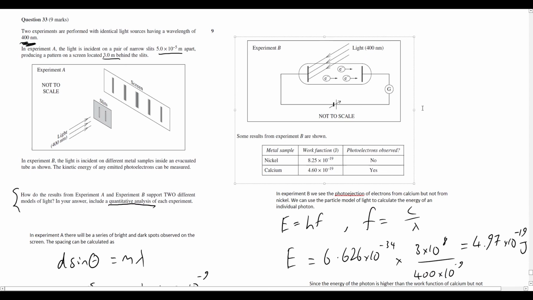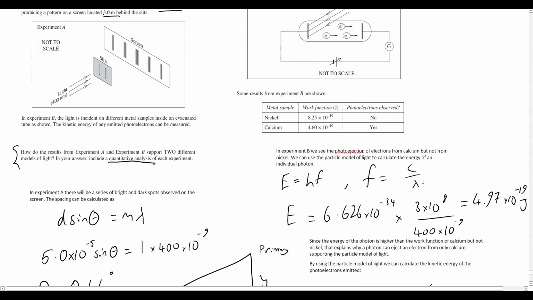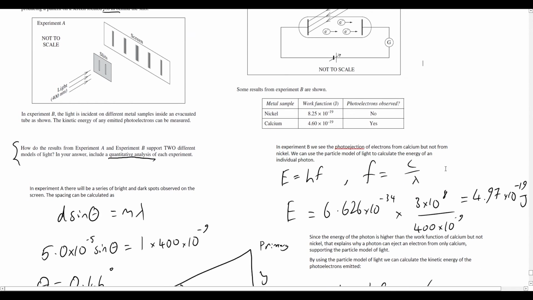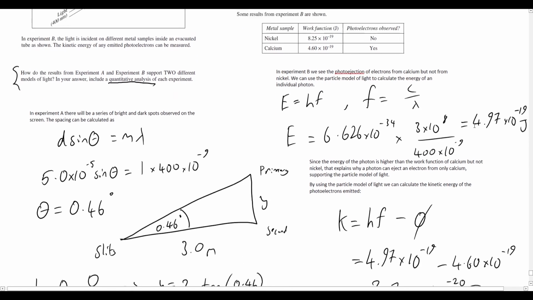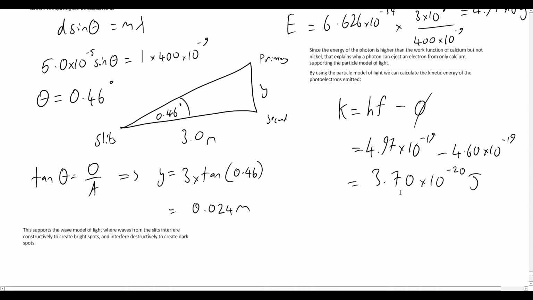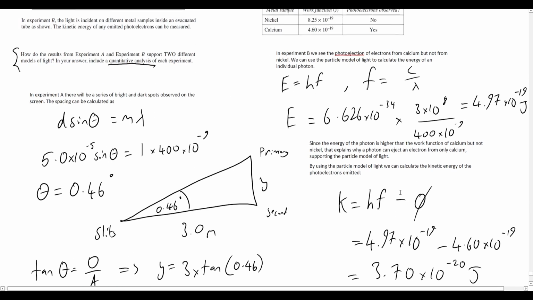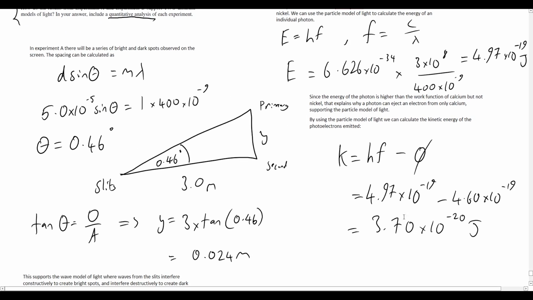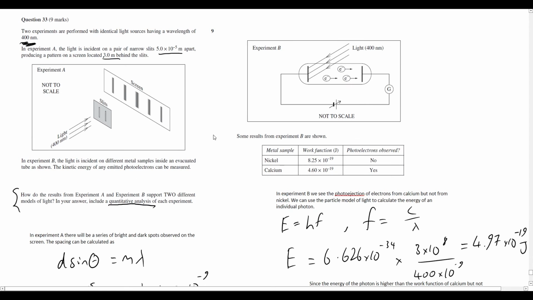And then on the other hand, we've also had a look at experiment B, so looking at the photo ejection of electrons. So we've also analyzed not just the actual energy of the photons themselves that are incident on this metal, but we've then also described the kinetic energy of the actual electrons that are then emitted. So we've gone above and beyond there to even figure out the kinetic energy. And as soon as we've included all of that, that's pretty much our answer. We're done. There's nothing further that we can really analyze or discuss about these two experiments in how they support the two different models of light.